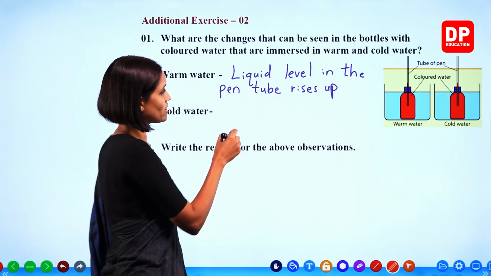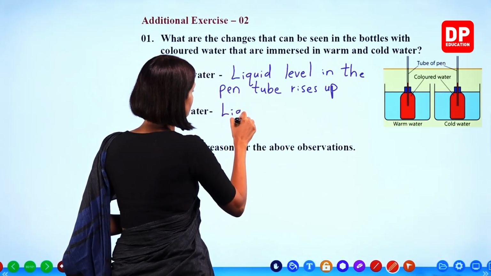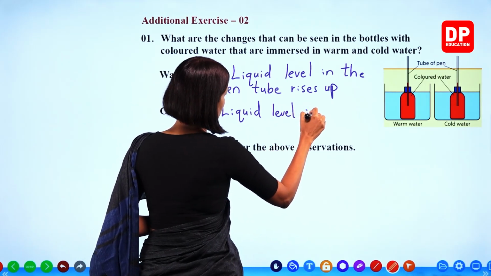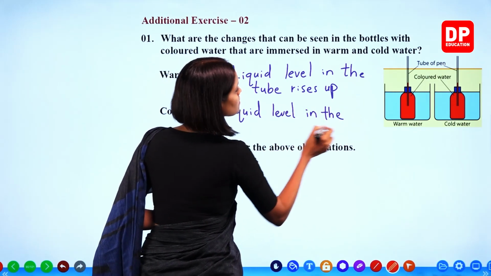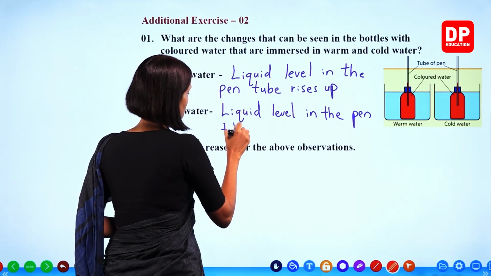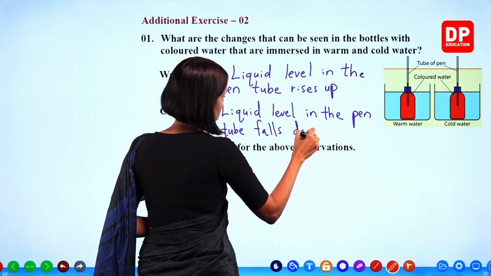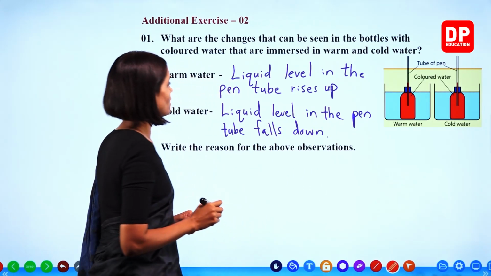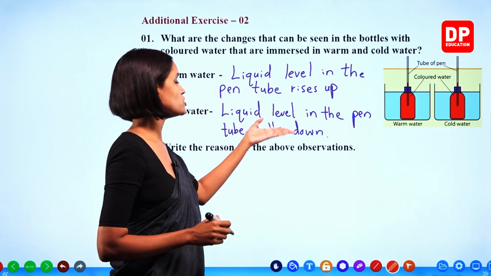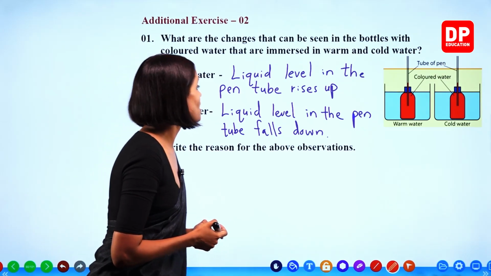In cold water, when we immerse the bottle in cold water, the liquid level in the pen tube falls down. Right? Liquid level in the pen tube rises up, liquid level in the pen tube falls down. Number 2, write the reason for the above observations.